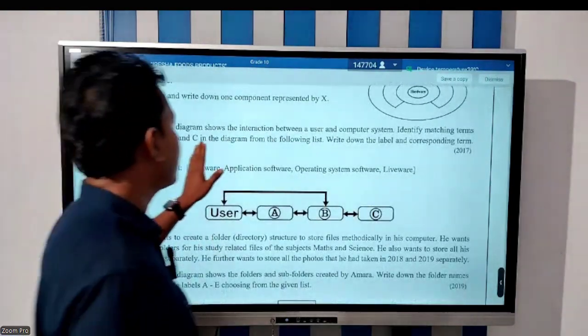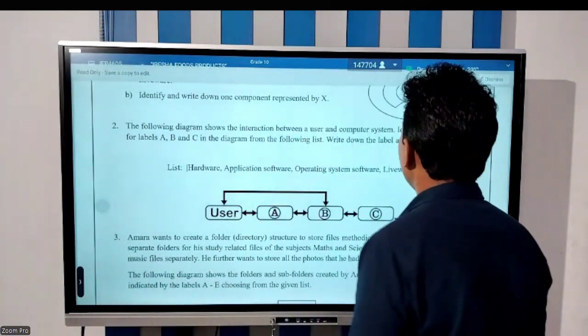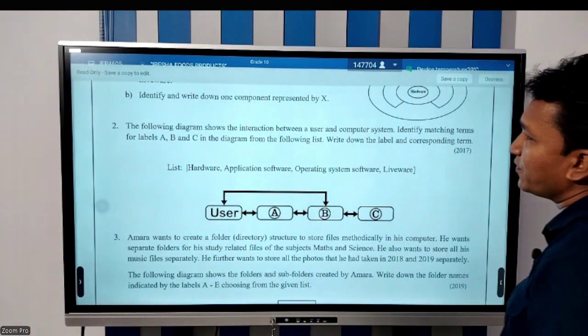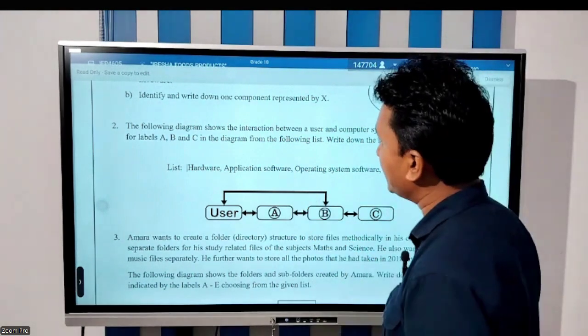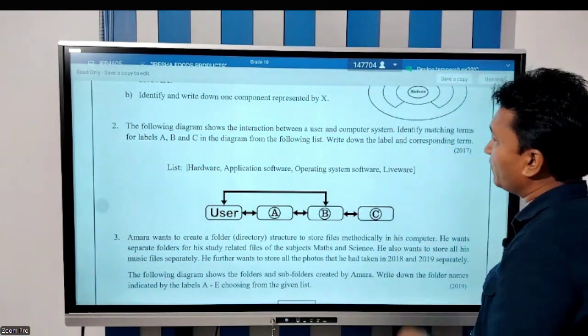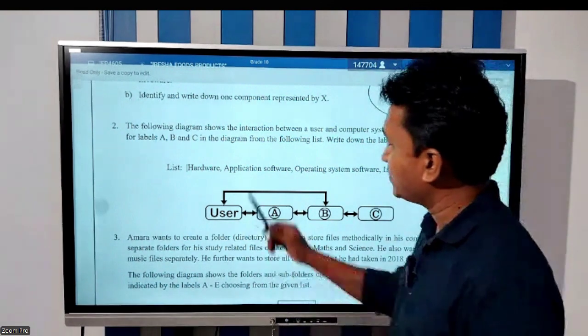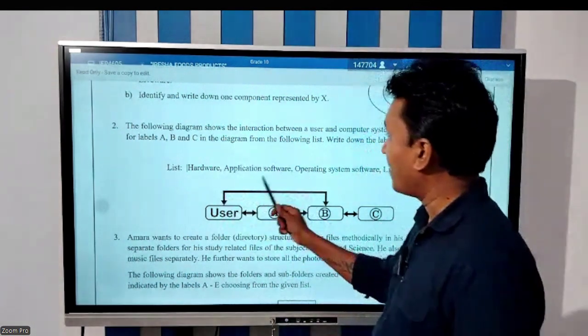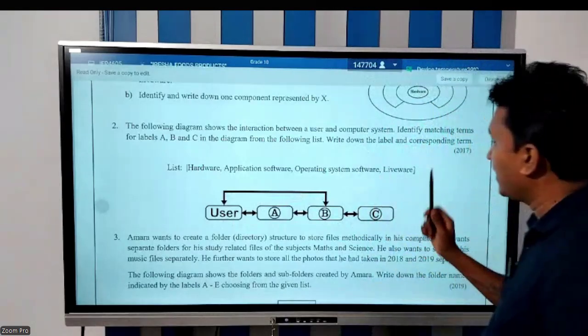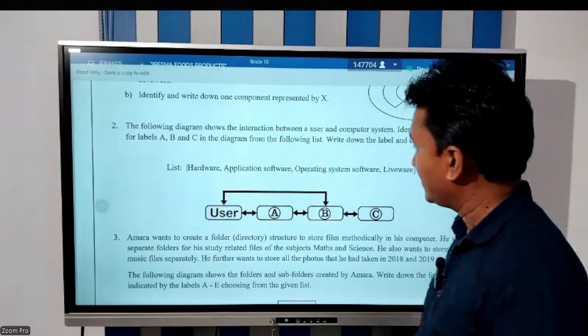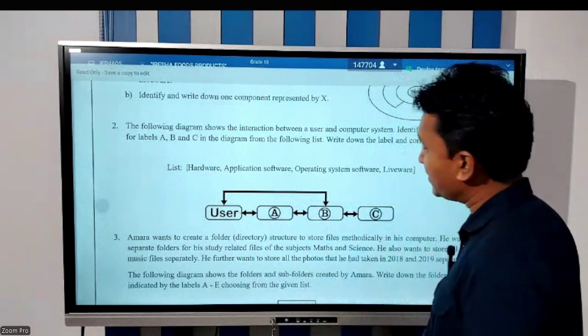The following diagram shows the interaction between the user and computer system. Identify matching terms for labels A, B, and C from the following list. Write down the label and corresponding term. They have given the list: hardware, application software, operating system software, liveware. So we have to write A, B, and C.